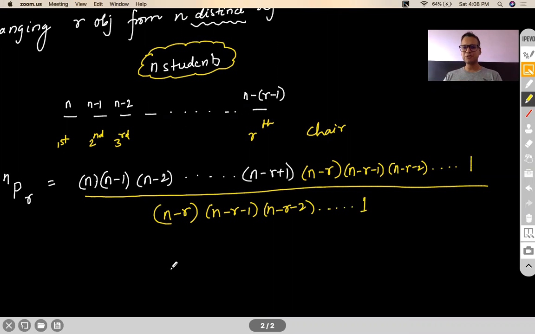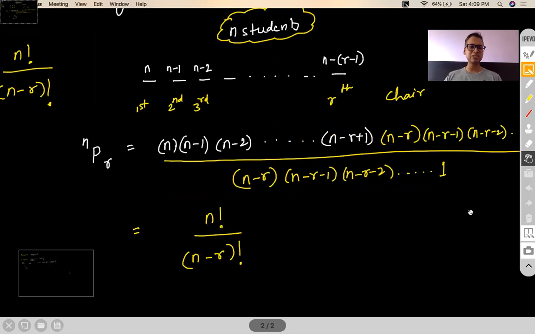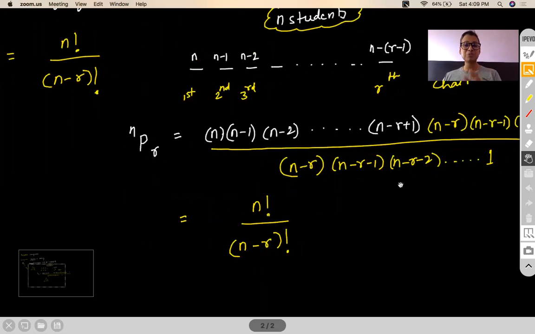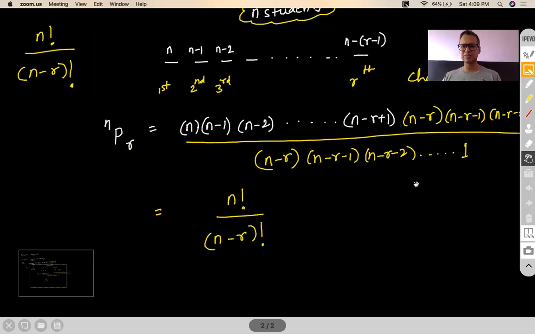Now, if you watch out the numerator expression, it would remind you of the product from n all the way down to 1, which is nothing but n factorial. And if you see the denominator term, it would remind you of nothing but the product from n minus r all the way till 1, which is n minus r factorial. Okay, so this formula of nPr, which you have been using in school, this is the actual derivation for this. So it comes from your fundamental principle of counting.